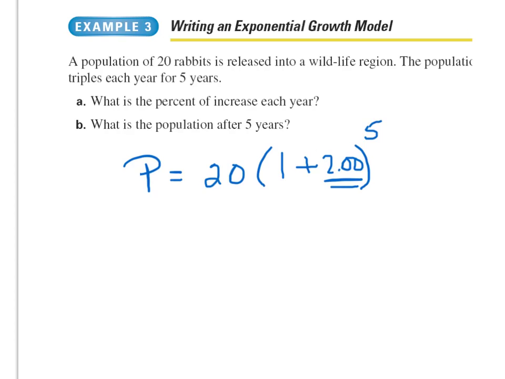You're tripling. So just be careful, that 1 that's always in that formula still has to be in the formula if you're looking for the percent increase. It's the extra 200 that's the percent increase. So do this one and get the population after 5 years. Remember to hit pause when you need to work out a problem.